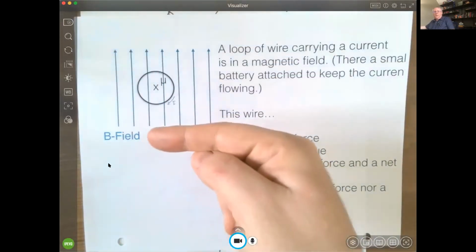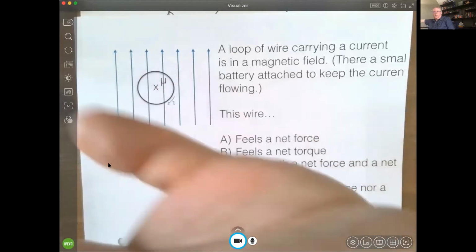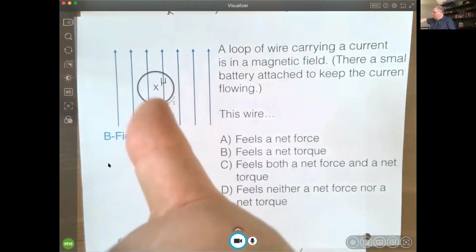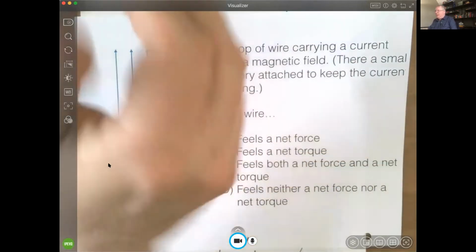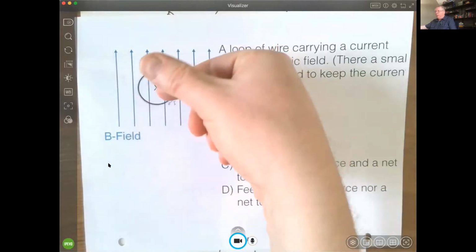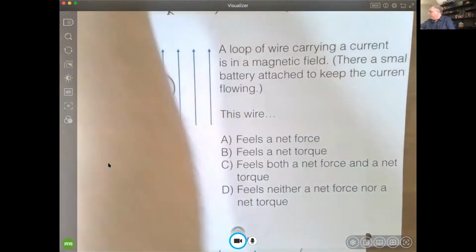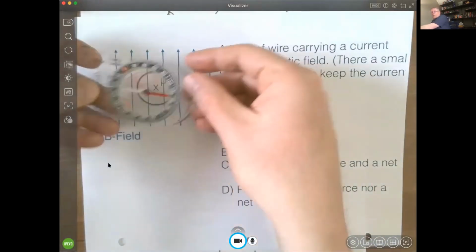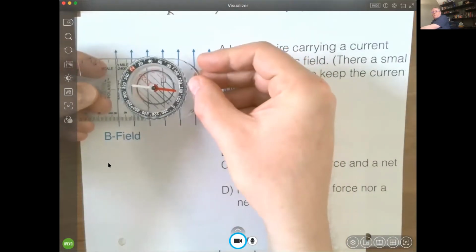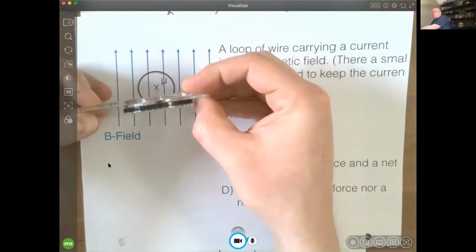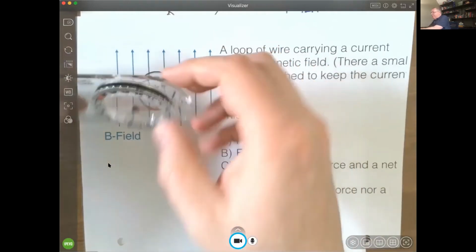On the bottom, it's V cross B. So if this side feels a force into the page, V cross B, this side will feel a force out of the page. This thing's going to want to flip. The downside will feel a force away from us, and the top side will feel a force towards us. This guy's going to flip this way.